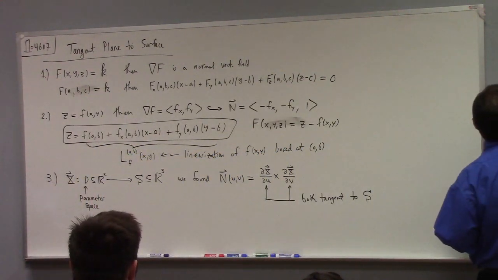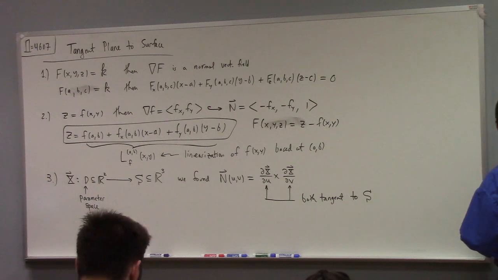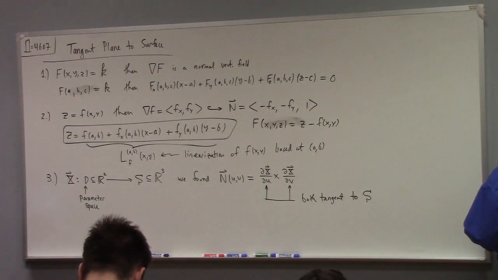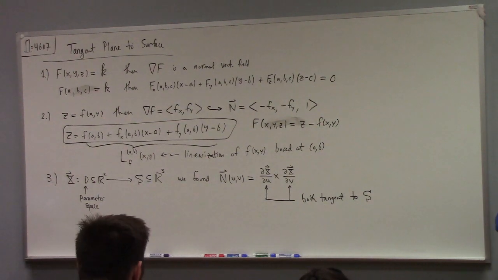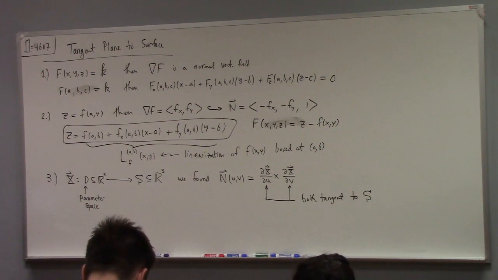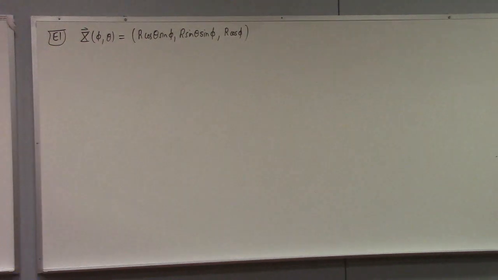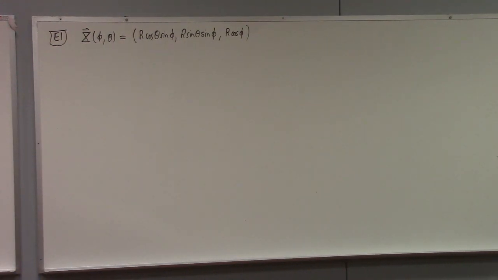I don't think I've done examples yet in the parametric viewpoint, but here's one. If I have x of phi, theta equal to r cosine theta sine phi, r sine theta sine phi, r cosine phi, what does this parameterize? What are we looking at the parameterization of here? A sphere. Now, how do you know that?